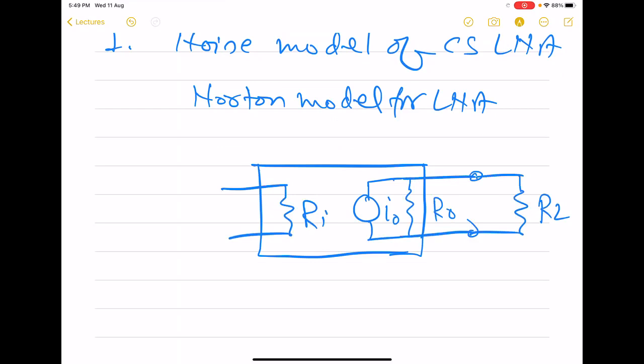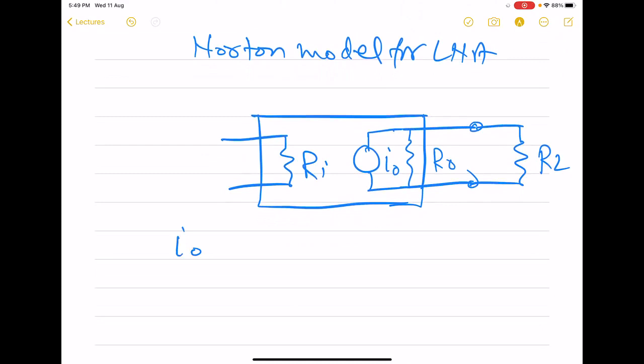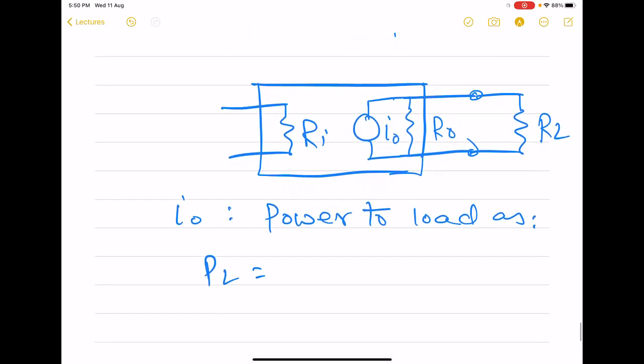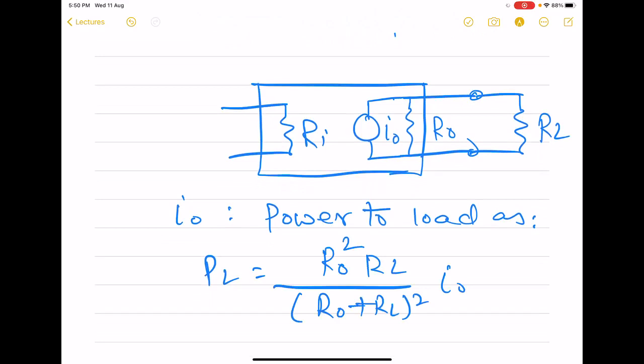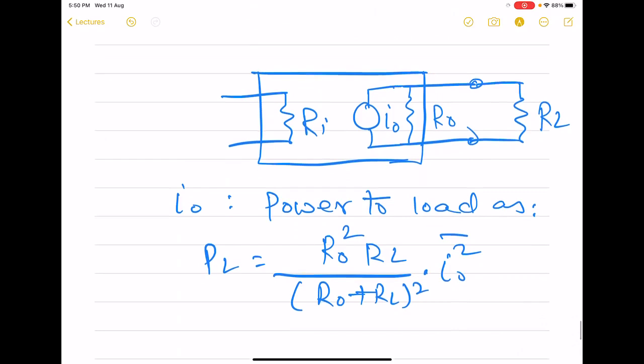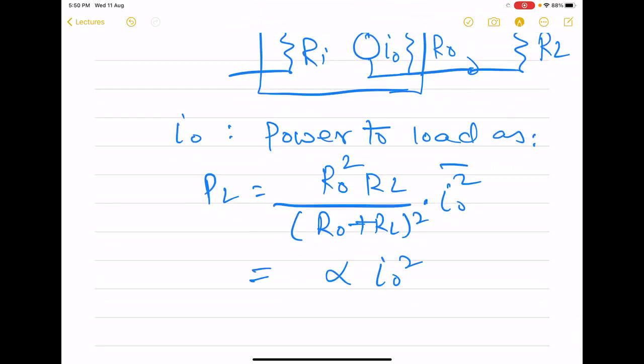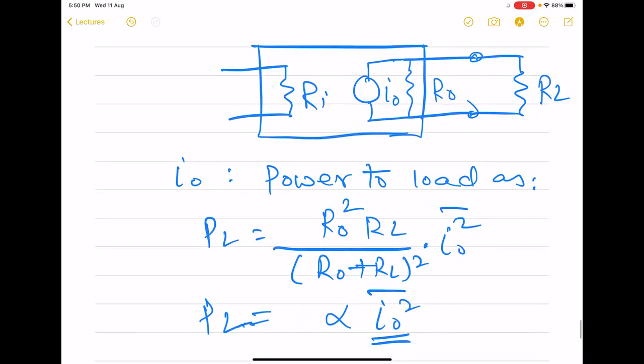So here you can see that if I know IO, I can find out the power to the load. This is going to be equal to R naught square RL divided by R naught plus RL whole square, into I naught mean square. So if I know the output current, which is actually called the shorted output current, then we can know what the power to the load will be. Let us call this factor alpha, times I naught square. So in the process of finding the output power, all we need to do is find this IO due to each of the noise sources. And this factor alpha is going to be the same for all the noise sources.